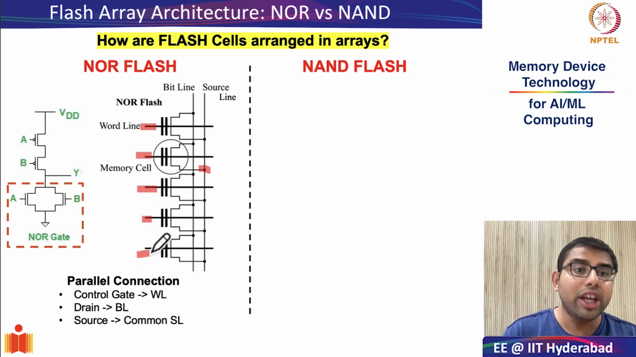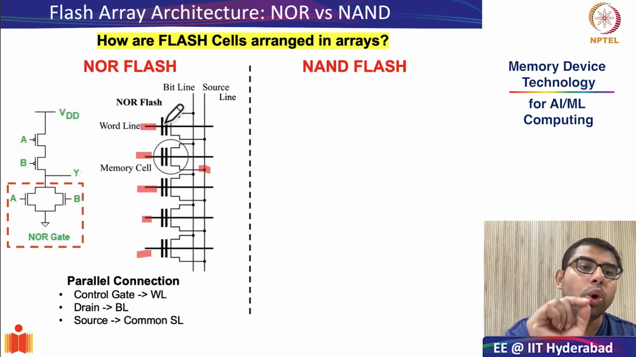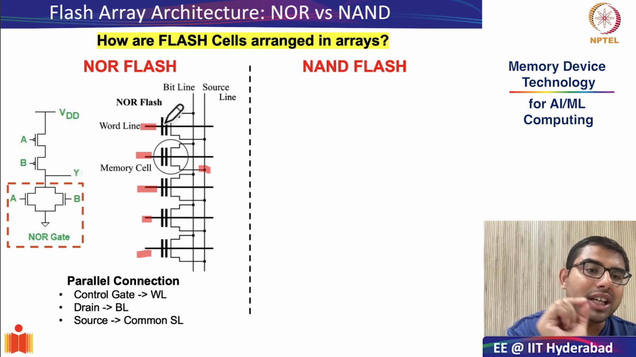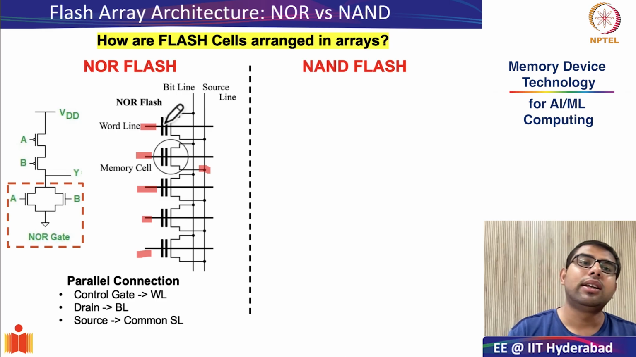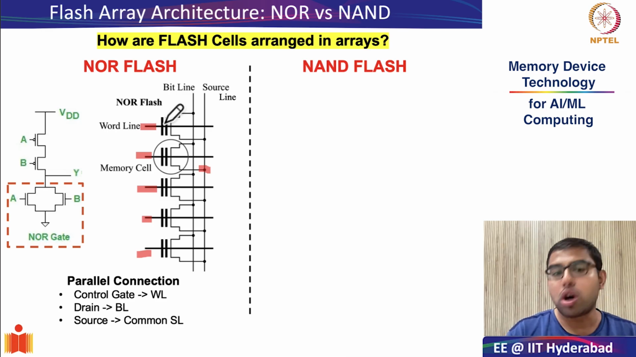Every unique cell in the string has a unique word line, and the control gate of every cell is connected to a unique word line. Okay, so this encapsulates the configuration of a NOR flash cell.